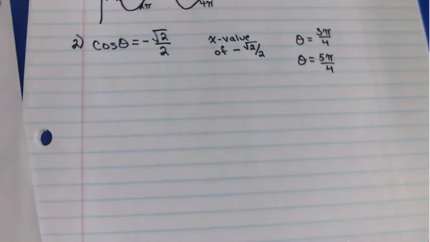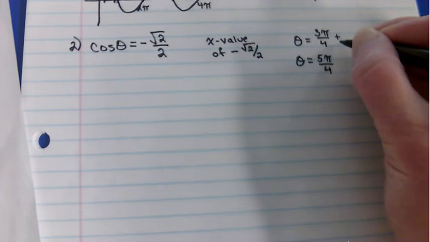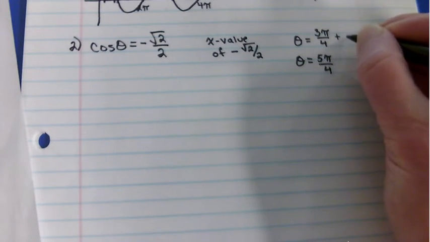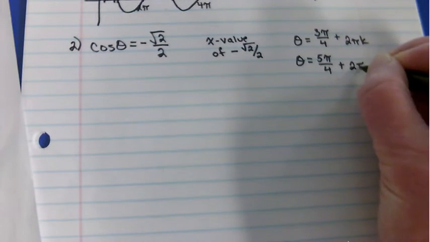Now, when did cosine repeat itself? Oh, it repeated itself every 2 pi also. So I'm just going to tack on, and you don't even actually have to put the plus or minus, 2 pi k, 2 pi k. Keeps going.